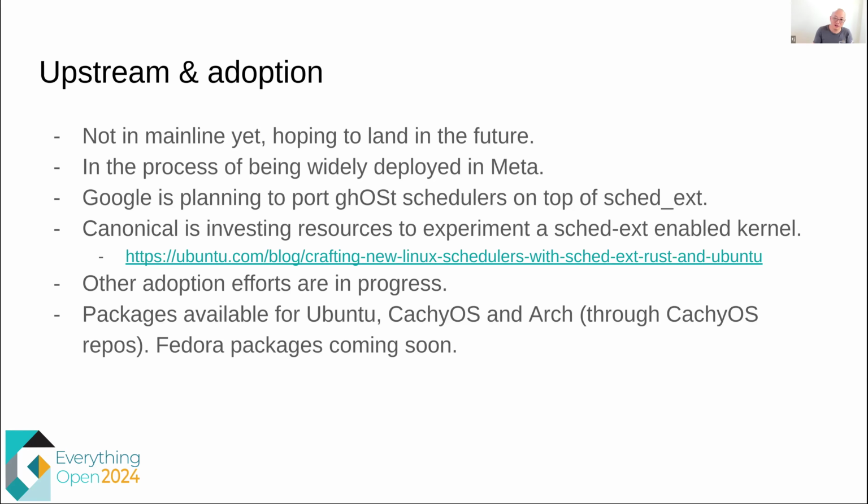And Canonical is investing resources to experiment on schedext enabled kernels. They have an engineer who's spending a lot of time on it, and they have a separate branch of the kernel which supports it, and it's likely that they will have ongoing investment into schedext. And there are other efforts also in progress.